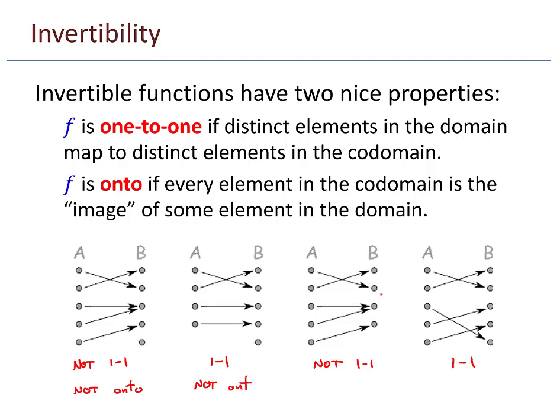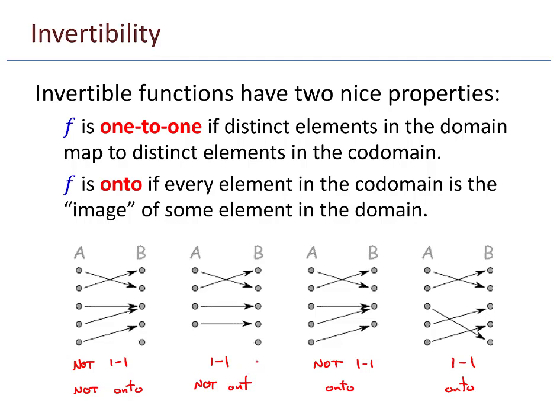Third example, oh, look, it is. Everything in B is the image of something, so this is onto. And in the last example, I'm looking at my codomain. Every element in the codomain is the image of something, so that is onto. So from these 4 examples, we can see the 4 different situations. A function can be neither one-to-one nor onto.